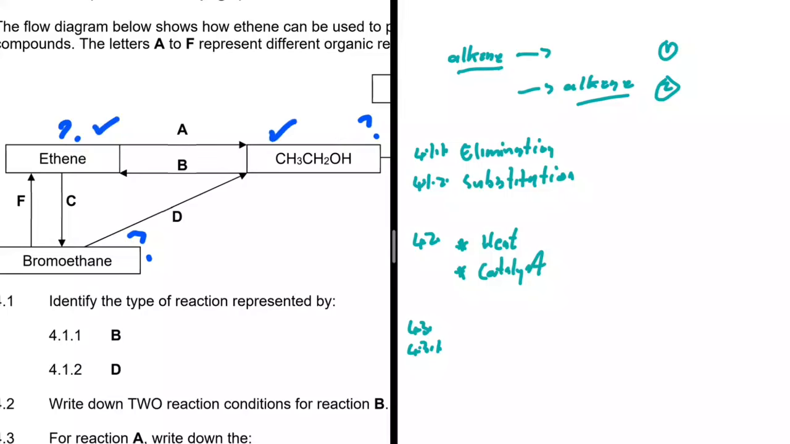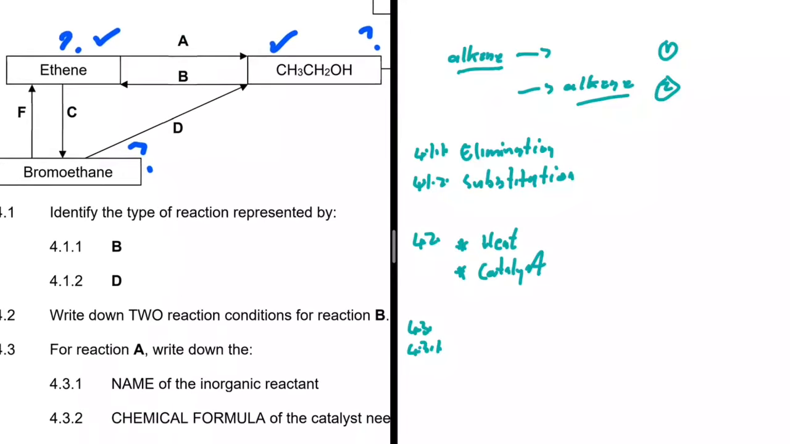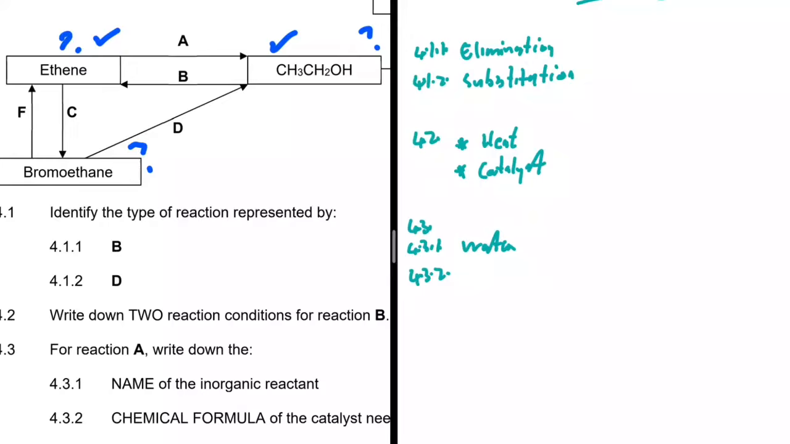Obviously, we need H2O to turn an alkene into an alcohol. And by our definition, H2O is inorganic because it does not contain carbon. So the name of the inorganic reactant is water, right? Not H2O. The question is very specific. We are looking for the name of the inorganic reactant.